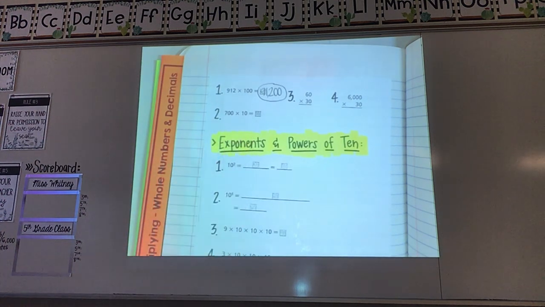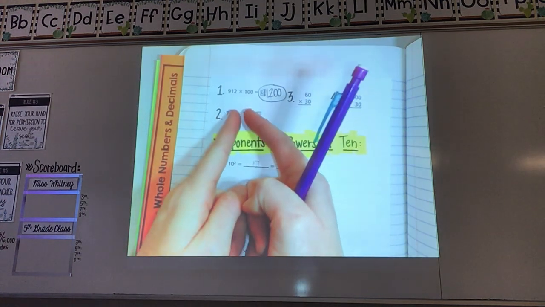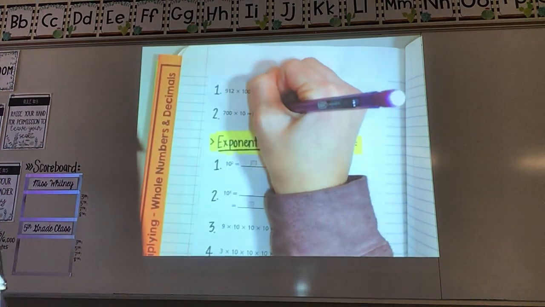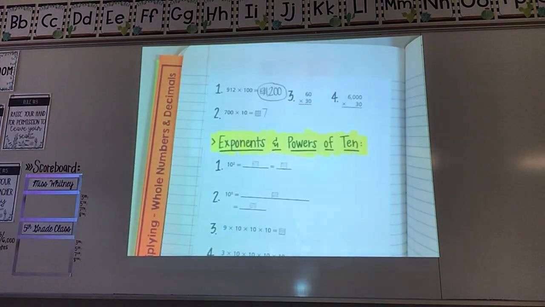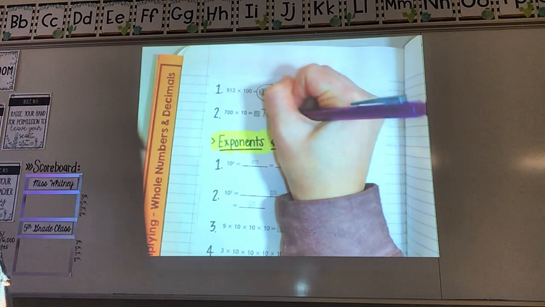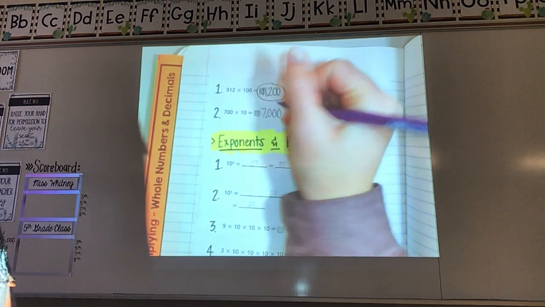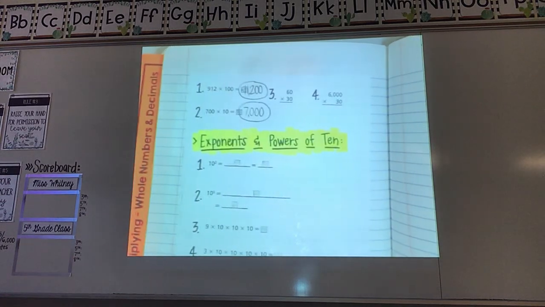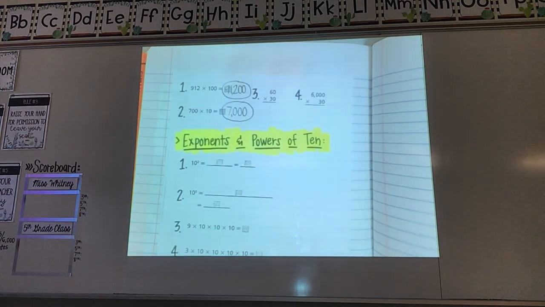700 times 10. Ooh, both of these have zeros, so cover up all the zeros. And that leaves me with 7 times 1. 7 times 1 is 7. And then how many zeros do I need to add behind that 7? 1, 2, 3 zeros because I had 3 covered up. And then put my comma where it needs to go. 7,000. So the zeros trick makes it a lot quicker than having to actually multiply all that out.